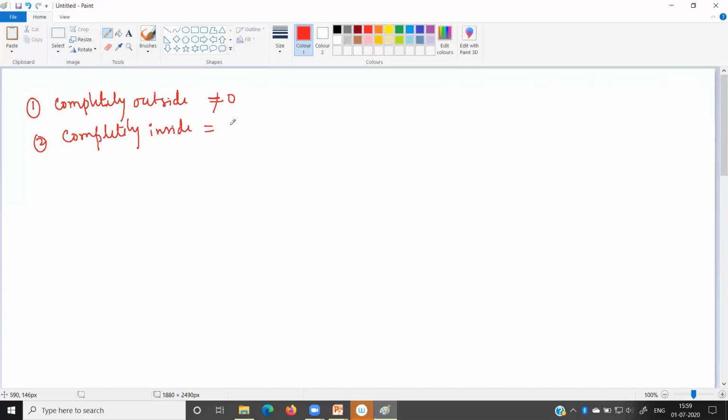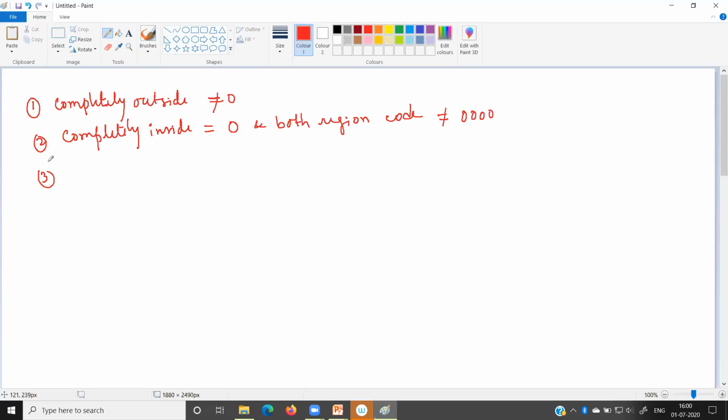Completely inside means the region code for both endpoints is equal to 0, 0, 0, 0. Okay, and the third one is where there is some intersection.